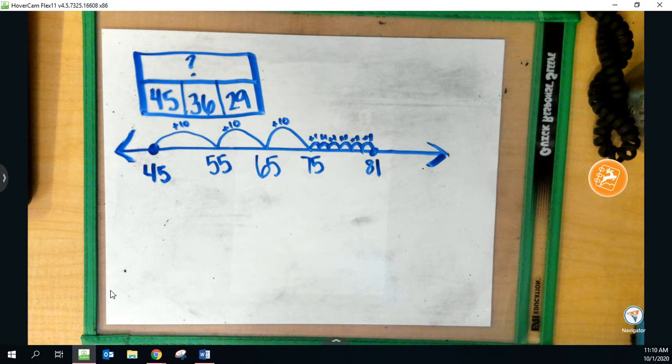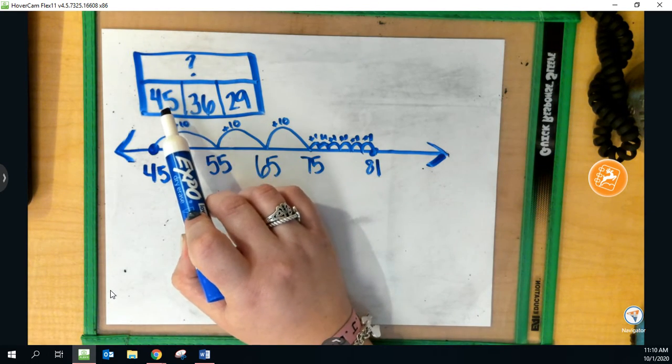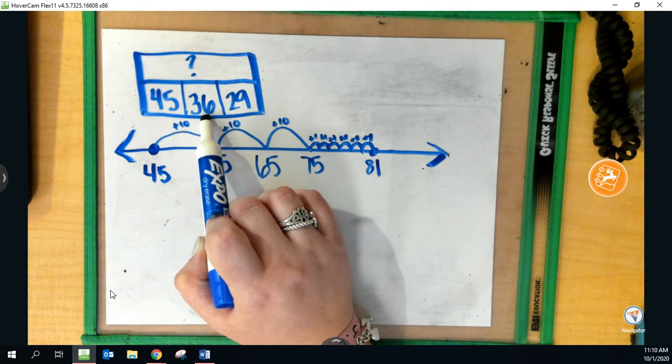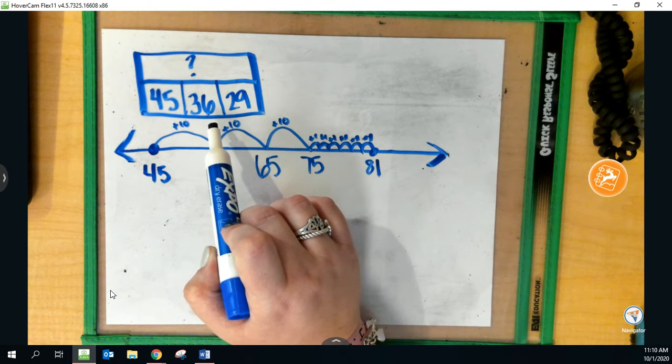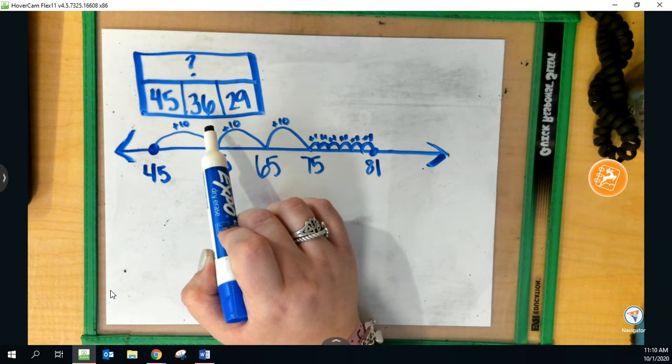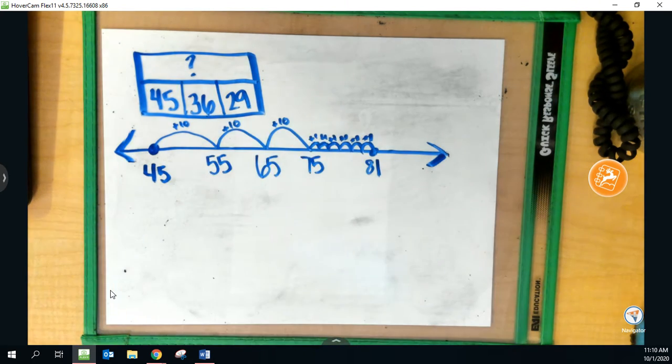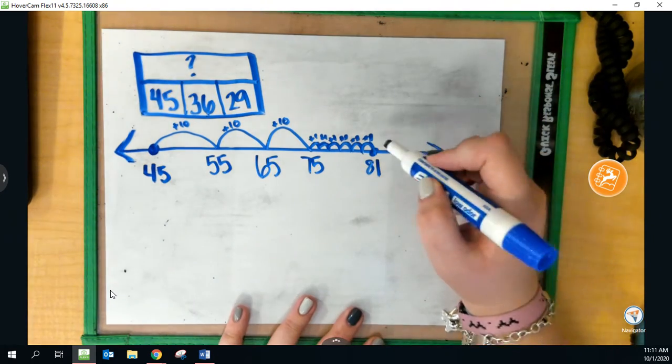But I still need to add what? I've added 36. Now what do I need to add? Addison? Hundreds? No. Look, I have 45. I just added 36. What's left to add? Alex? 29. So here we go.